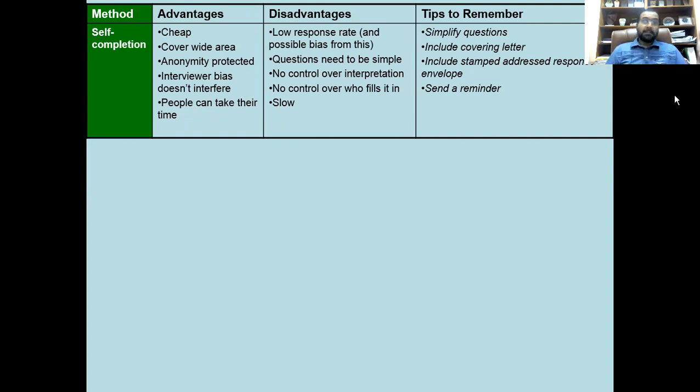Questions need to be simple. Otherwise, the other problem is you might ask some very difficult questions, and it is hard for people to respond. And if you ask open-ended questions, people are normally reluctant to provide answers in paragraphs or in description, because it takes a lot of time, and they also have reservations about giving their own information in detail. So normally we have to use very structured questions. No control over interpretation. There is no concept of interpretation, because you have some clear options.